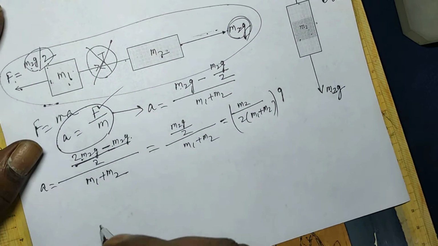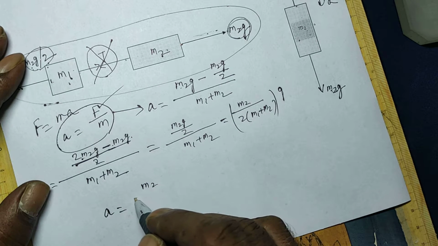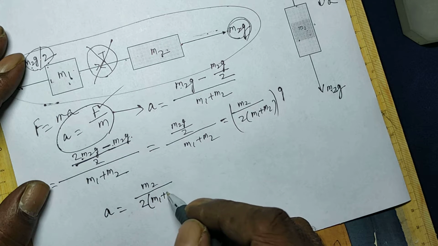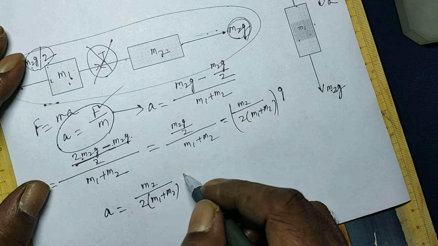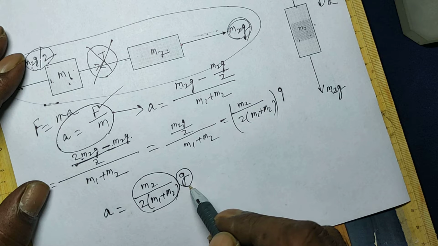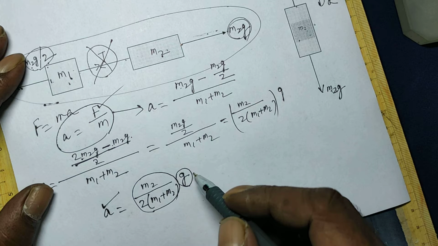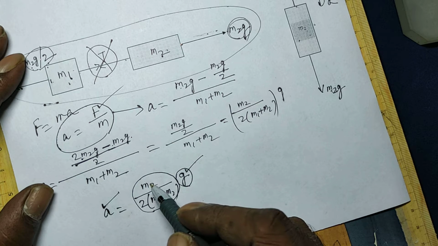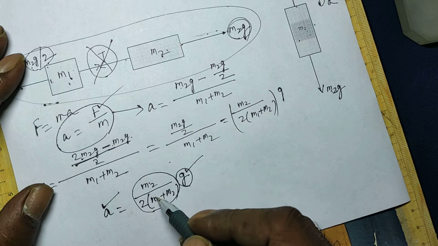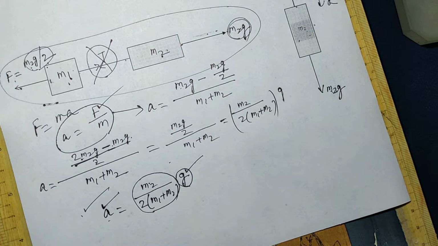So let me write it in a different way. A is equal to M2 over 2 times M1 plus M2 whole into G. I have kept the mass separately and the acceleration separately. Now this is acceleration, so the right hand side must be acceleration. Look, this is acceleration, this is mass, its unit is kilogram. Kilogram plus kilogram is kilogram, kg cancels. So left is equal to right, dimensional is correct.